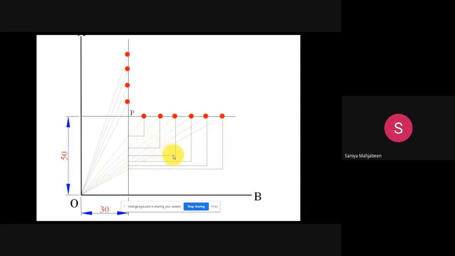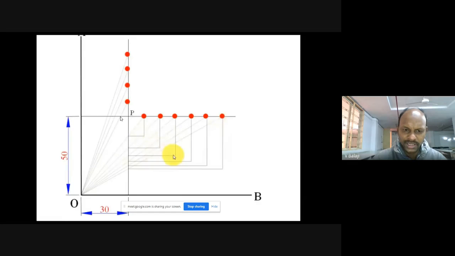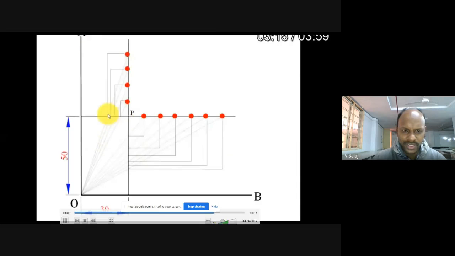First concentrate on my first red point above capital P, the first dot. I have joined that line to O, the origin point. That line intersects the horizontal line passing through P at this particular location, right? From there you drop a vertical line, and from the red point you draw a horizontal line, like this. Vertical line, horizontal line, vertical line, horizontal line.